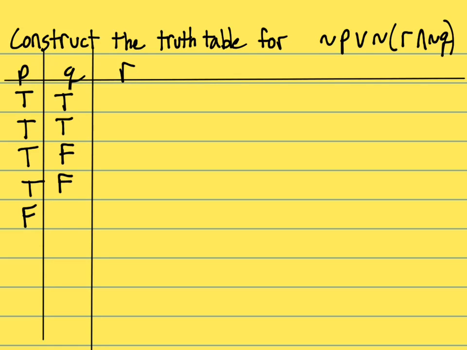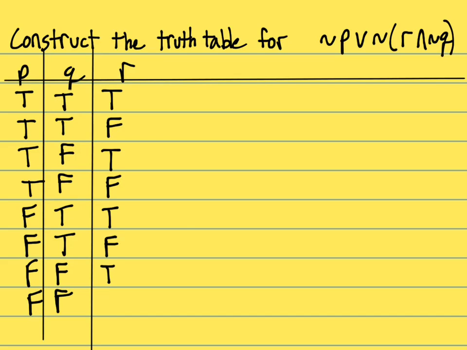Alright, we fill the P, Q columns out the way we normally do if it was just P and Q, except we duplicate everything. And then for the R column, we go through and alternate true, false, going down each row. That way we get all the 8 possibilities for working with these statements.